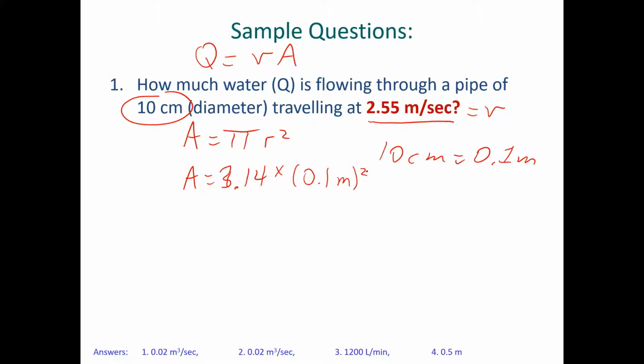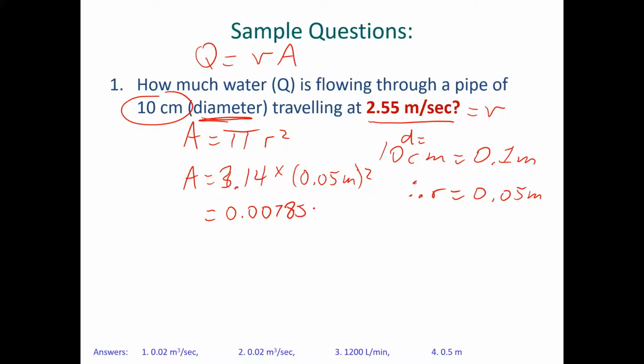So this is actually the diameter. Okay, so I got to calculate the radius. So let me just do some erasing. Sorry about that, getting ahead of myself. So D is the diameter, and therefore the radius equals 0.05 meters. So thanks for catching that. All right, 0.05 meters, and then we're going to square that. Okay, so my area, this is what I'm getting: 0.00785 meters squared. So that's my cross-sectional area of my pipe.